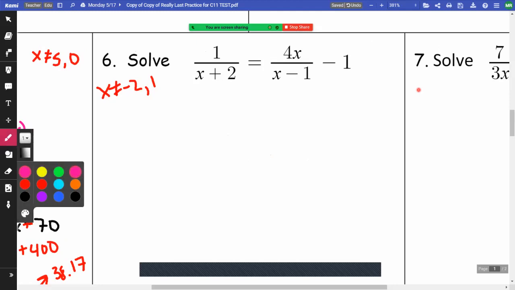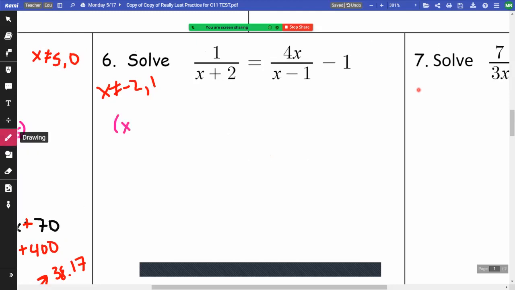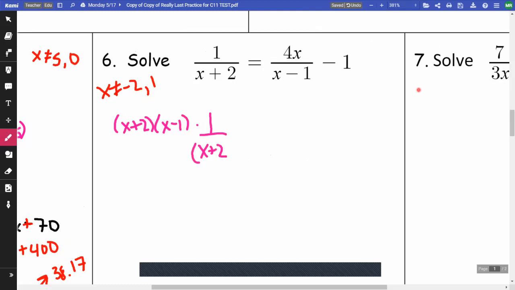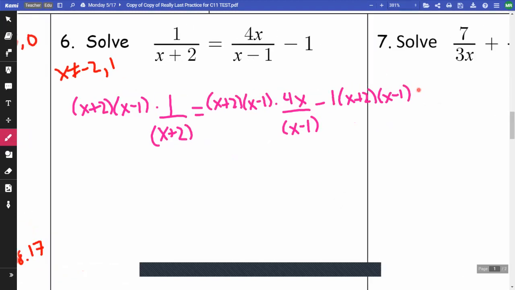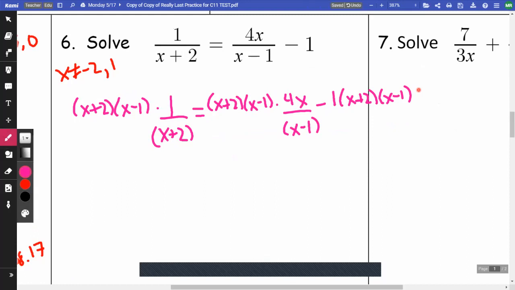So I'm going to take x plus 2 times x minus 1 times 1 over x plus 2. Now I'm just going to put that in parentheses. And x plus 2 times x minus 1 times 4x over, and again, I'll put parentheses here, x minus 1, minus 1 times x plus 2 times x minus 1. Okay, so I get all of this. And again, our goal is to have some things cancel out.